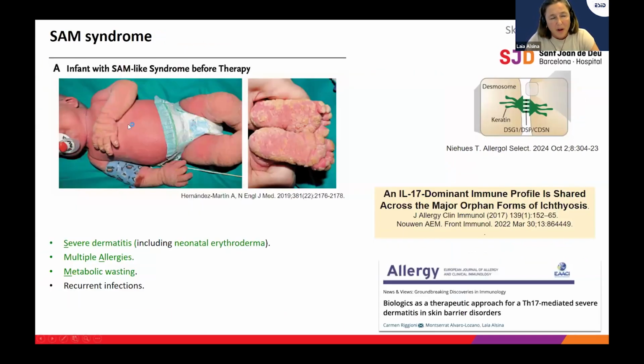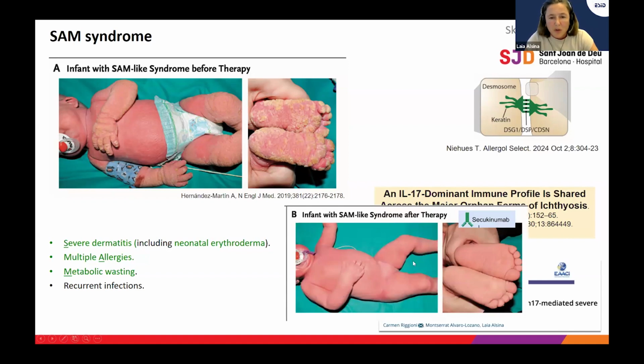Another disease related to the desmosomes is any of these genetic disorders related to these three proteins, which can give what we call SAM syndrome. SAM stands for severe dermatitis, multiple allergies, and metabolic wasting. In this disorder, which, like Comel-Netherton, is more like an ichthyosiform disease, like a congenital ichthyosis, these patients have in the skin an IL-17 dominant immune profile, and they have good response to IL-17 blocking with secukinumab.